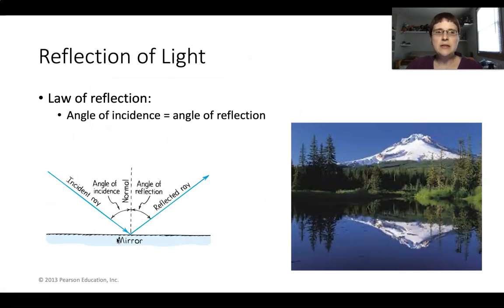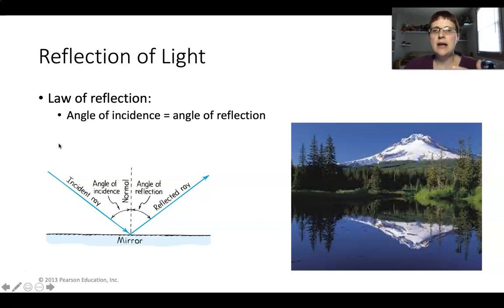So we're going to be looking at different aspects of light, just like we did with sound, different characteristics. The first one that I want to take a look at is reflection of light. So we saw reflection in sound. Light bounces just like sound does because they're both waves.